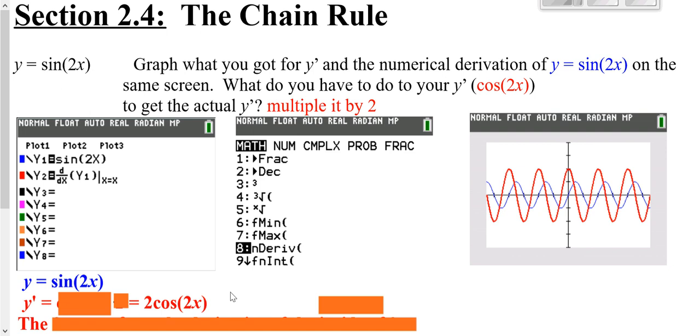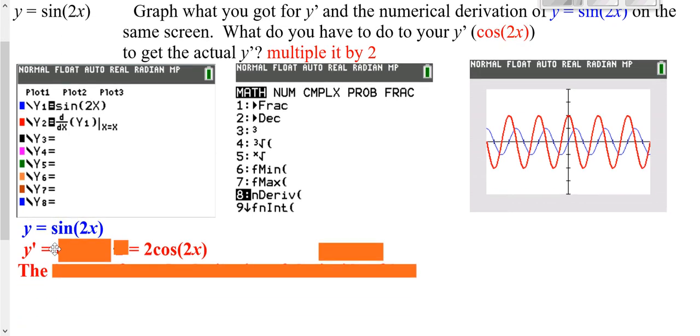So what's the deal with that extra 2 in front? Well, it really comes from the derivative of the inside. So the chain rule says we do the derivative of the outside. The derivative of sine is cosine. Doing nothing to the inside, keeping it as is. Now we got to multiply the derivative of the outside times the derivative of the inside. Derivative of 2x is just a 2. So that's the chain rule.